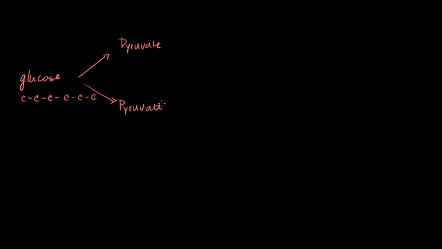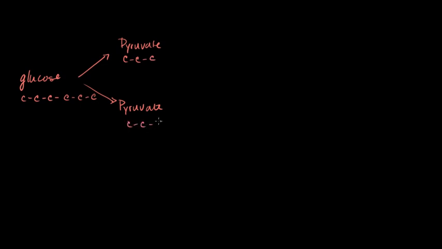So we already know that if we start off with a glucose molecule, which is a 6-carbon molecule, this essentially gets split in half by glycolysis, and we end up with 2 pyruvic acids, or 2 pyruvate molecules. So glycolysis literally splits this in half. It lyses the glucose, and we end up with 2 pyruvates, or pyruvic acids. And these are 3-carbon molecules.